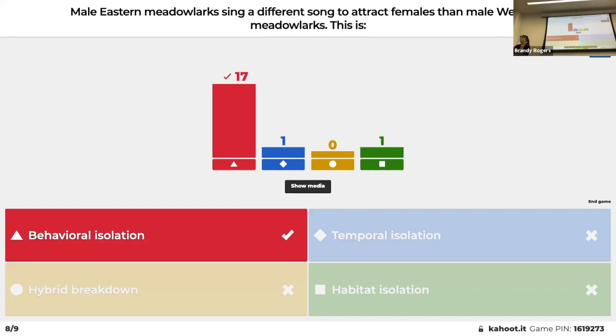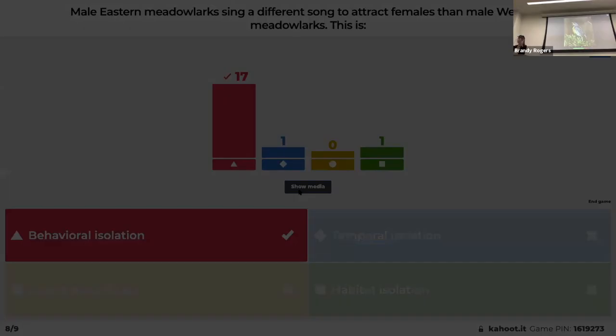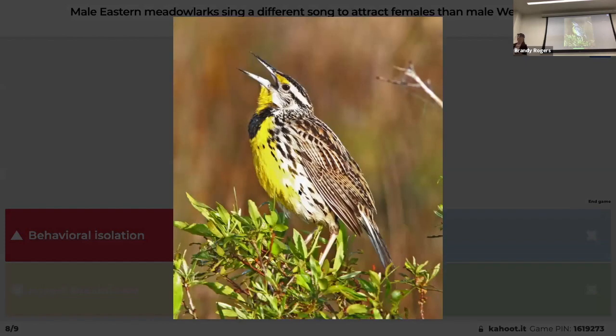Behavioral isolation. One meadow, they look also, that picture is an eastern, but a western looks almost exactly the same. If you were looking at them in your hands, it'd be hard to tell the difference between an eastern and a western meadowlark, but their songs are different. And even where they co-occur, so their ranges do overlap, they very rarely hybridize, which is kind of cool to think about. It's like they just don't like that song.